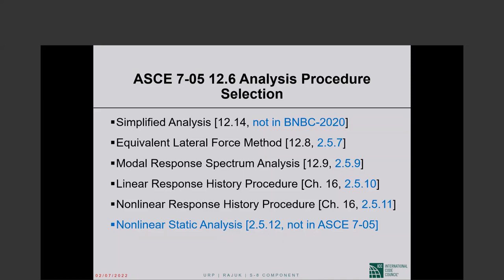You probably have more familiarity with it than I do. In any case, I did want to mention that the procedures are somewhat different. The simplified analysis is not in BNBC. Nonlinear static analysis is not in ASCE 7. But the main things, equivalent lateral force procedure, the modal response spectrum analysis, and elastic and nonlinear time history analysis, those are common between the documents.